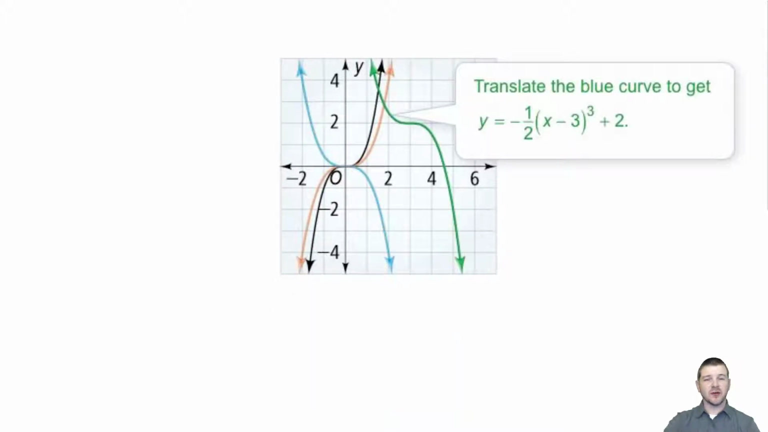Next, the blue curve is translated to the right and upward. So translated 3 units to the right with the x minus 3 in parentheses, and up 2 units with a +2 outside of the parentheses.